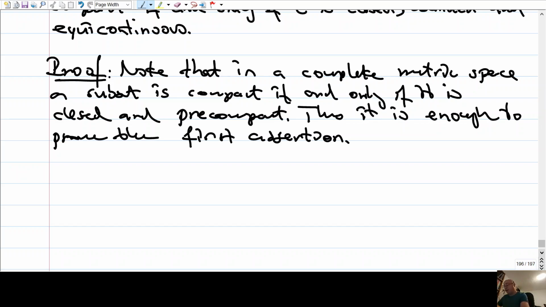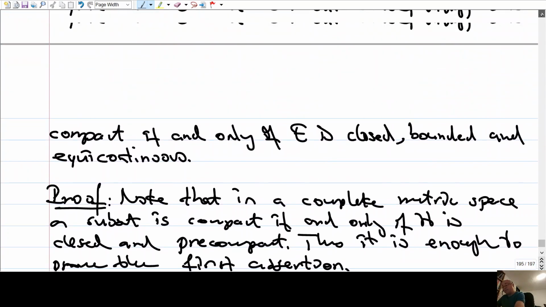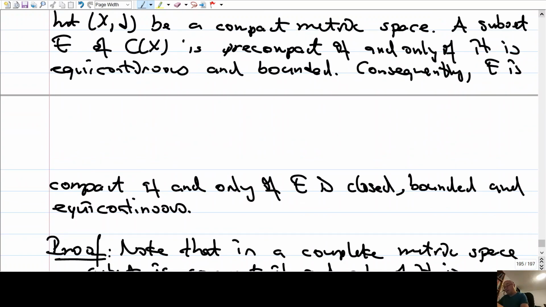It is clear that we have to prove just the first statement, because once we show that pre-compactness is equal to boundedness and equicontinuity, then compactness will be equal to being closed, bounded, and equicontinuous, because C(X) is a complete metric space. Therefore, a compact subset of the complete metric space C(X) is just a closed, pre-compact subset. Okay.